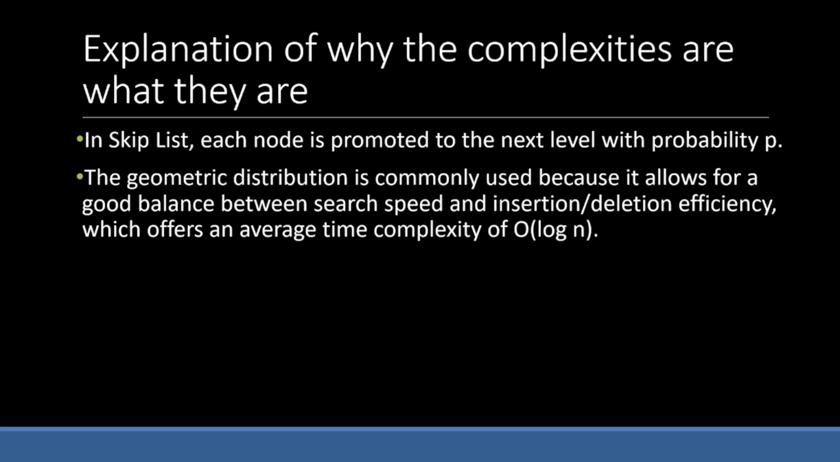Next, we're going to talk about why in skip list we have an average complexity of O(log n). In skip list, each node is promoted to the next level with probability p, and we use the coin flip technique to see if each node is going to occupy the next level. In skip list, the geometric distribution is commonly used because it allows a good balance between search speed and insertion and deletion efficiency, which offers an average time complexity of O(log n).